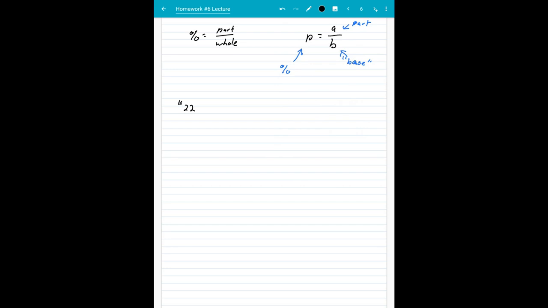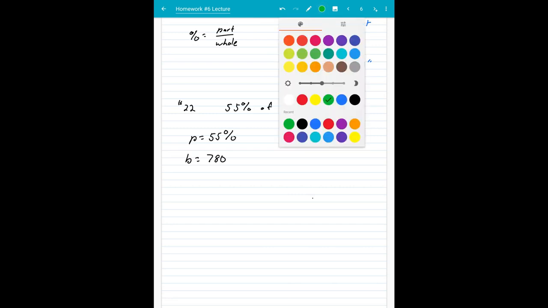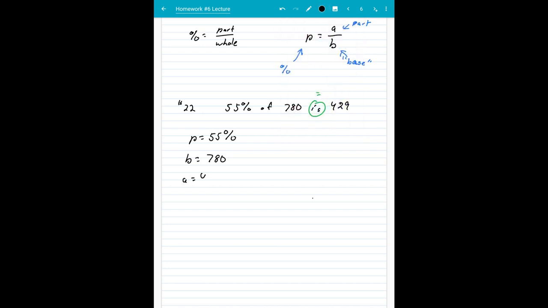Like number 22 says, identify P, B, and A for this problem. 55% of 780 is 429. So once it's identified what each part is, what is the P in this instance? Here it would be the 55% because that's the percentage. Then ask, what is the B afterwards? Remember, the B is usually going to be the whole number that we're taking the percentage of, and that would be 780. And then it says is. Whenever it says is, that's always going to be your A. Think is means equals. So if we see the word is, we want to think equals. So our A would then be 429. And that's how those problems work.